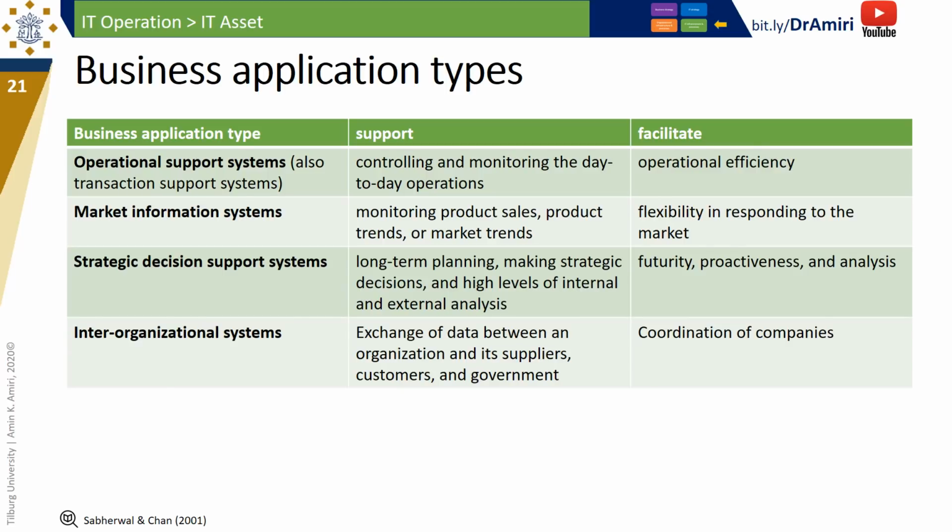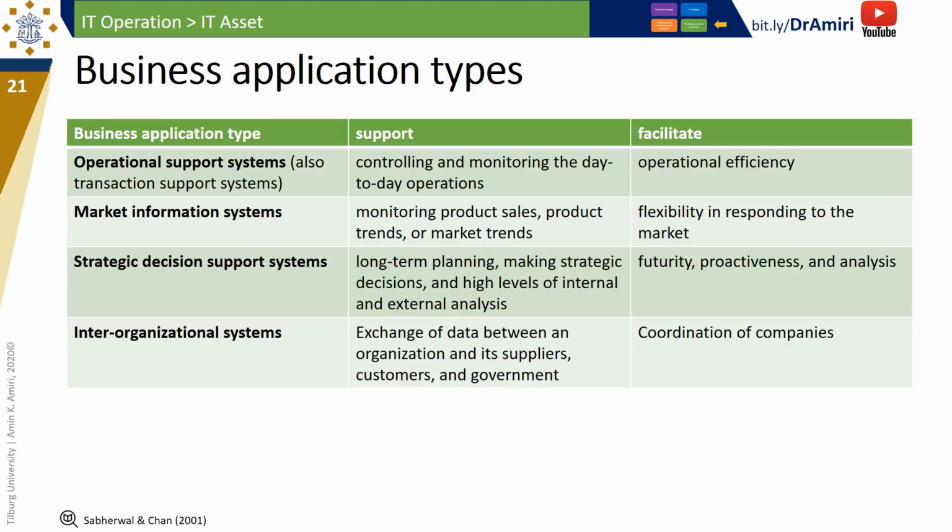We have different types of business applications. Most applications that you use are operational support systems or transaction support systems. They are used to control or monitor the day-to-day operations. They help improve operational efficiency. That means we try to perform a business process using fewer resources in a shorter amount of time.